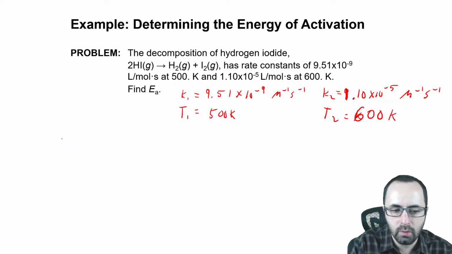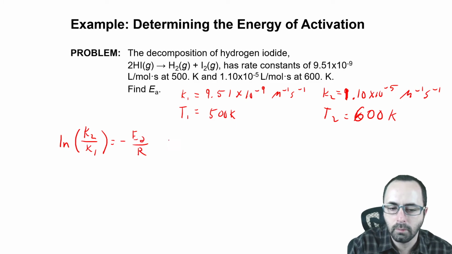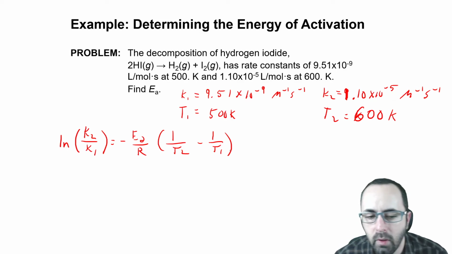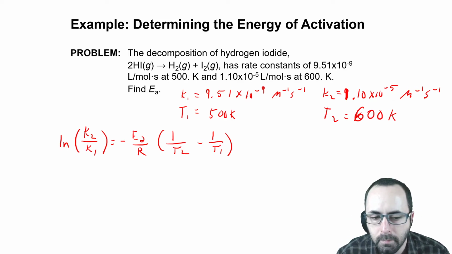So now we're going to use this comparative form of the Arrhenius equation, ln K2 over K1 equals negative EA over R, 1 over T2 minus 1 over T1. And we're going to solve this for the activation energy.